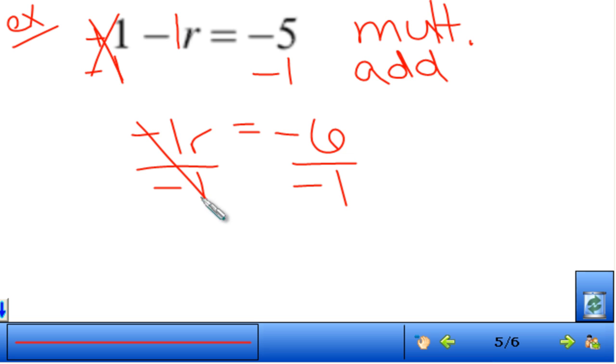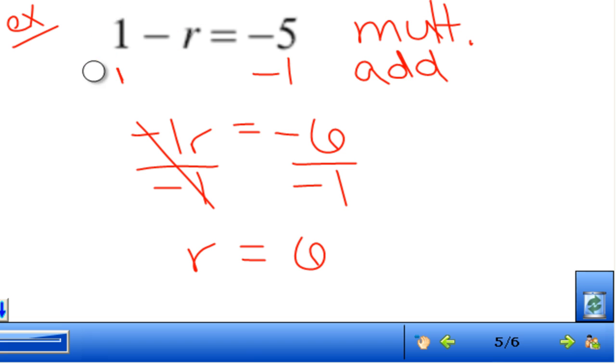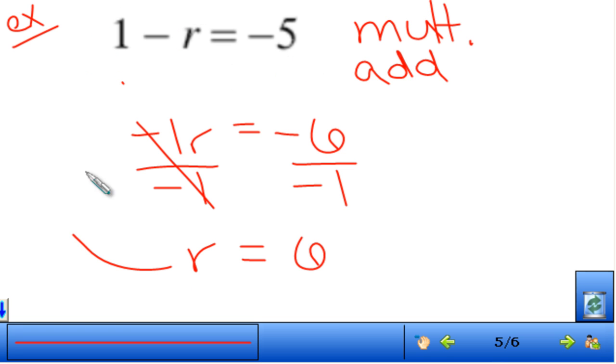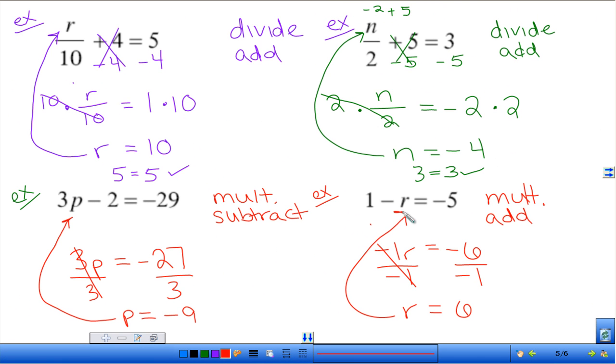A negative 1 and a negative 1 cancels. And we're left with r equals, what's negative divided by negative? Positive. So this becomes a positive 6. Okay? So let's plug this back in. And since you guys know how to do integers, what's 1 minus 6? Negative 5. Are we okay with that one?